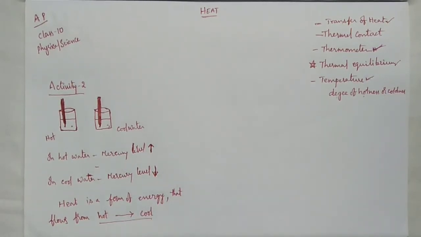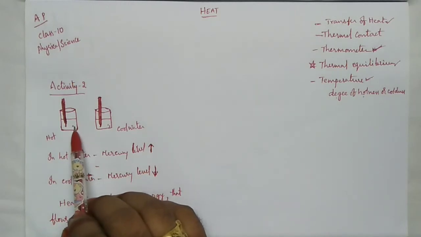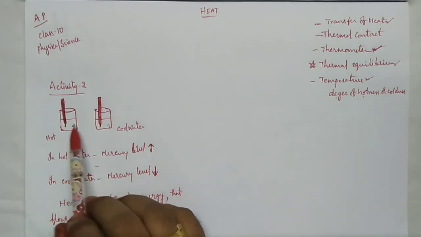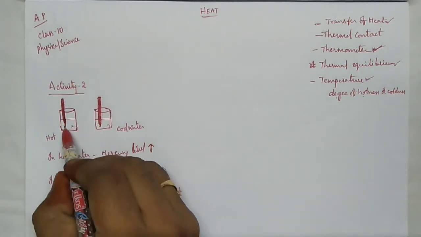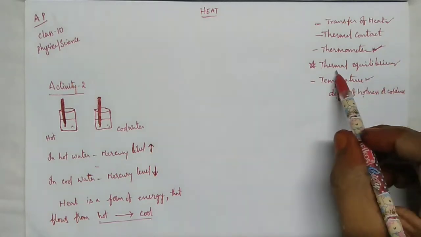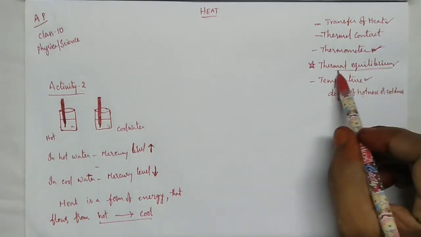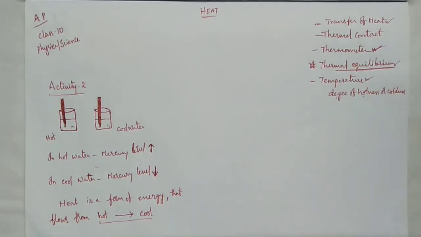You can write it clearly. Heat is a form of energy that flows from the body of higher temperature to lower temperature. Remember here, before contact, this is hot and this is cool. When you bring them in contact, heat flows from hot water to thermometer. How long does it take place? It travels until they attain thermal equilibrium. If they achieve thermal equilibrium, no more transfer of heat takes place.